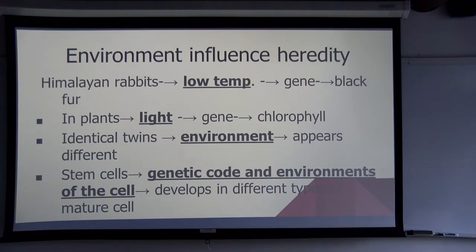The Himalayan rabbit was the example where they shaved the fur off the rabbit and exposed it to lower temperature. We saw that due to the lower temperature, it triggered that gene to produce black fur in the animal, because black fur would absorb more heat, keeping the rabbit warm. So in lower temperature, that rabbit has dark fur. We see it in plants, as I expressed, where light will trigger different types of chlorophyll. Twins in different environments, and we talk about those stem cells. We just saw in the zygote that they code for different things based on where they're located.